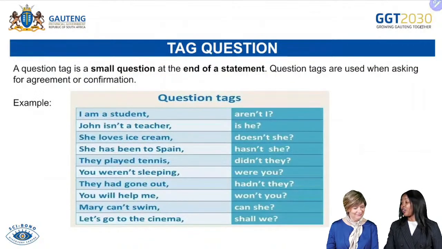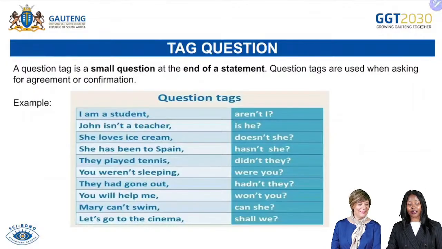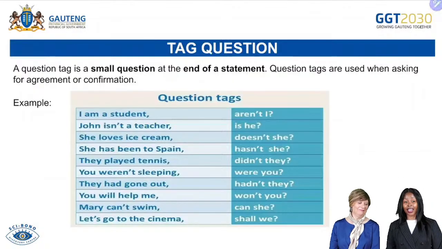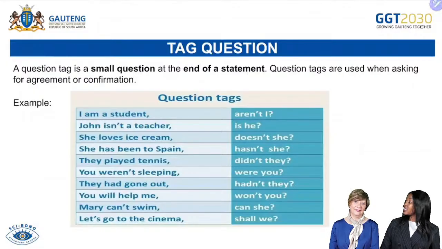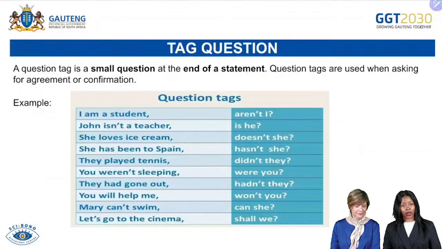Good. Then we've got our tag questions. When you think about it, remember, if the sentence is in the positive, the tag needs to be in the negative, and vice versa. So in the case here, I am a student. The negative of this would be I am not a student. Now, the tag question would be I am a student, aren't I? Or am I not, if you want to write it in full.